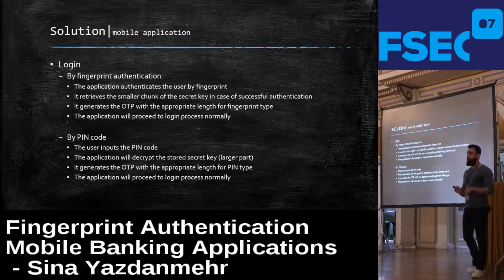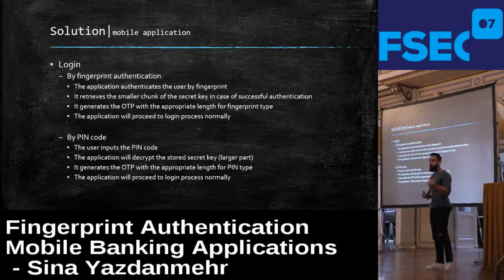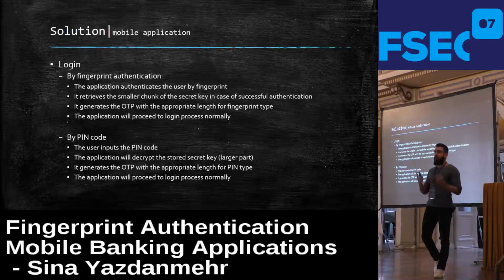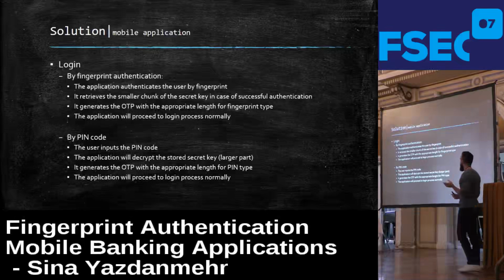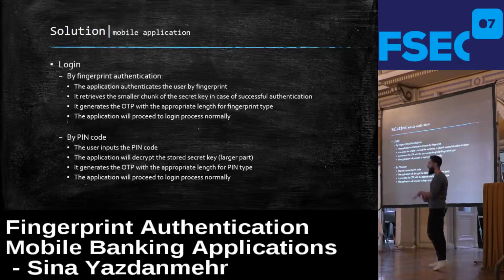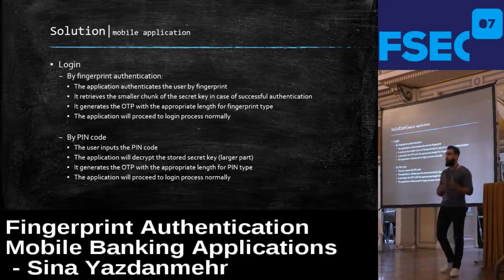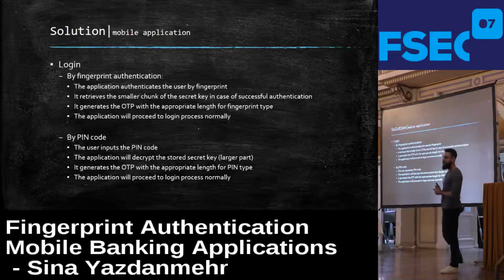If the user wants to enter the PIN code, the application asks the user to input his PIN code, manages to decrypt the larger part of the secret key from the storage, and uses the larger part of the secret key in order to generate an OTP with the suitable length for PIN code authentication, and proceeds with the rest of the process.